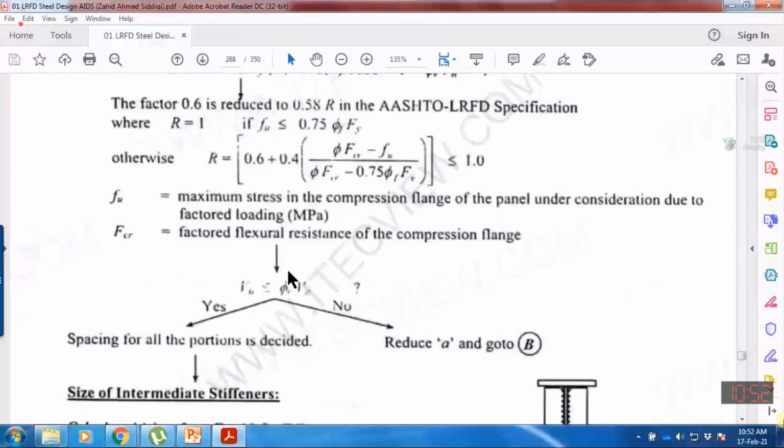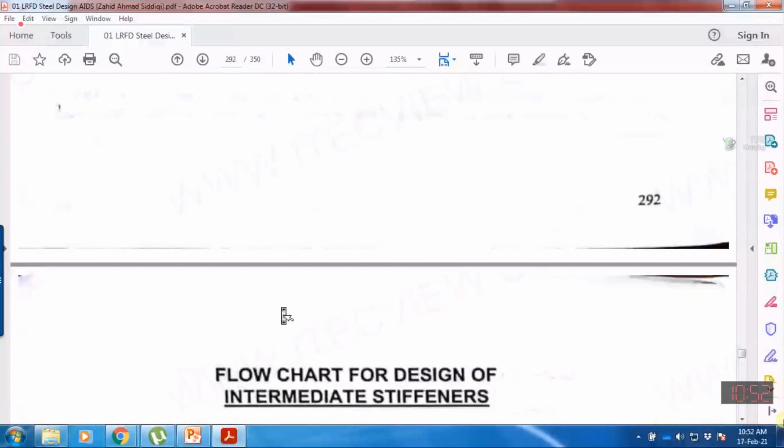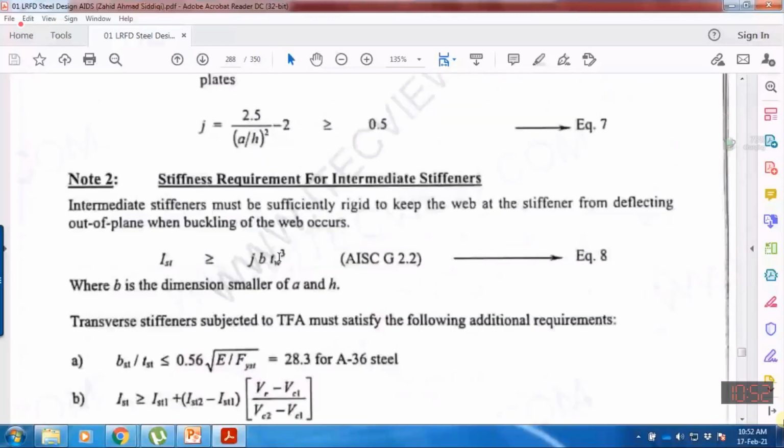Here it was. Yes. We will compute the IST1 from this equation. So the J value is computed from here because we know the a over h ratio. So the J value is computed. The b value we also know, which is the lesser of the spacing of stiffeners or the height of the web, and the thickness of the web cubed. So IST1 is equal to this one. And we are equating this expression with the moment of inertia of one stiffener.